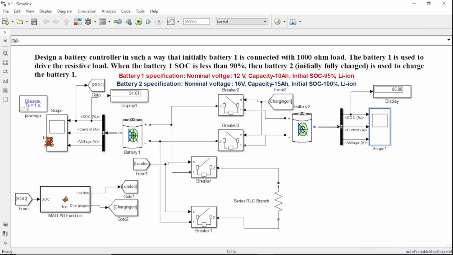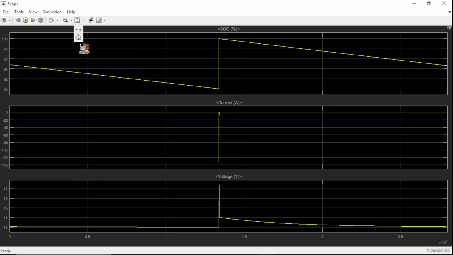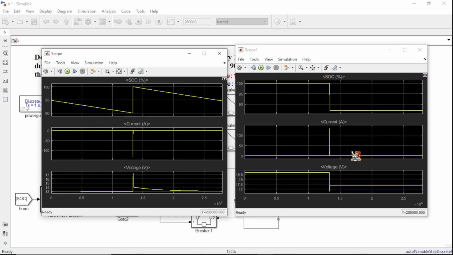Now coming to battery 1. As the condition is already given, its initial state of charge is 95% and it started decreasing up to 90. Whenever its SOC is 90, battery 2 starts charging battery 1. Here you can see it charges and continuously discharges, and charges and continuously discharges. Similarly, you can also see the current profile, as well as the battery 1 profile, and this is the battery 2 profile.